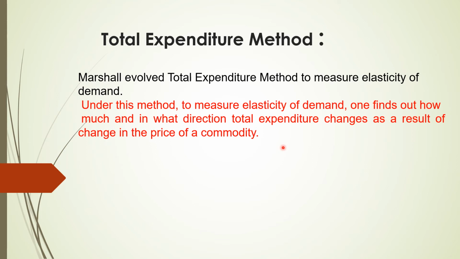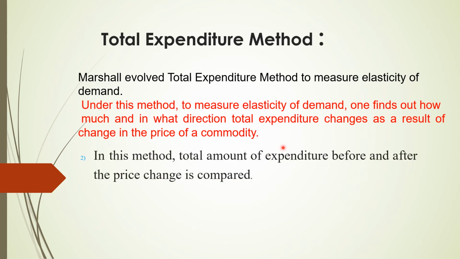So in the total expenditure method, we are concentrating on price and total expenditure. How much price is increasing or decreasing, and due to that reason how much total expenditure is increasing or decreasing, that we are going through in the total expenditure method. In this method, the total amount of expenditure before and after the price change is compared. Only we are comparing.